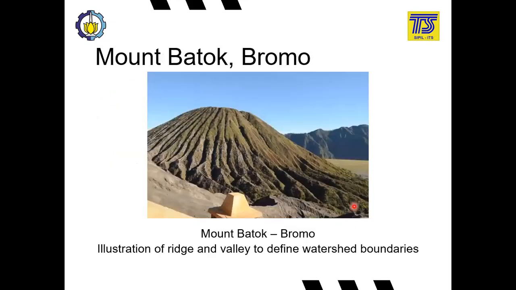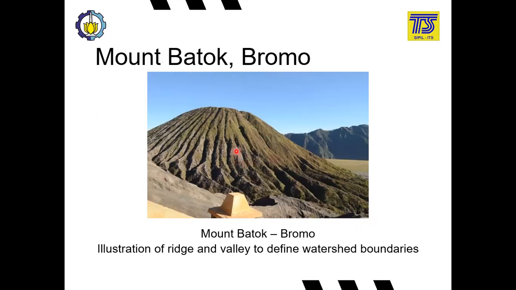For example, here we have Bromo. If you ever visited Bromo, you can see there are a lot of smaller mountains around Bromo. So Bromo is the big one, and there are also a lot of smaller mountains. One of the small mountains is called Mount Batok. This Mount Batok can be defined by its watershed boundary.